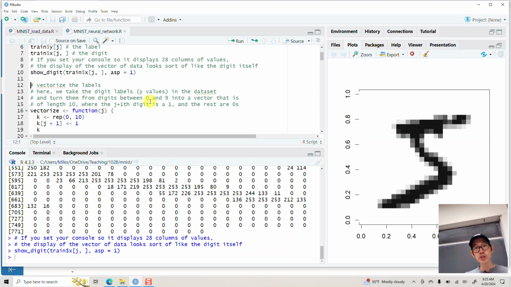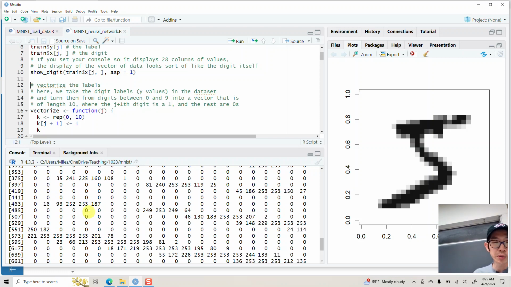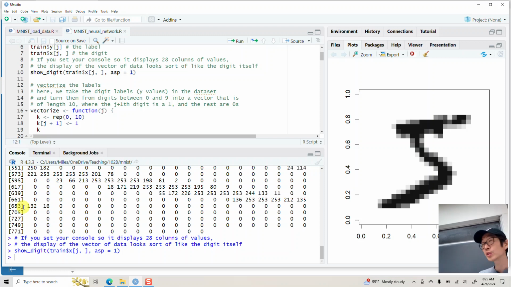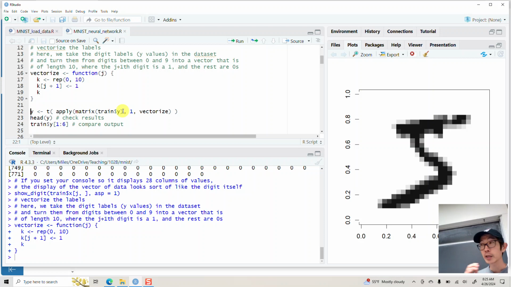What we need is to turn the label from the number 5 into basically the output nodes. So I'm going to create 10 values, and the one that corresponds to a 5, which will be our 6th column, will get a 1, because it's going to start at 0 and end at 9. The 10th column will be 9.